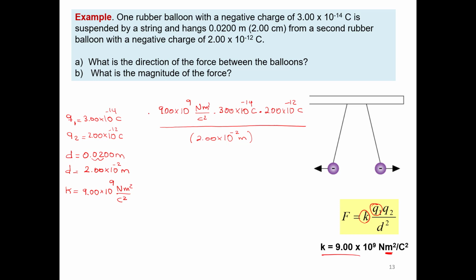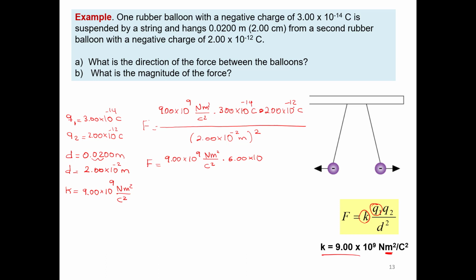And we need to square the distance. And it's important, don't forget to square the distance. And I will solve the problem step by step. In this way you will see also what happened with the units. And let's multiply first the charges. We have here multiplication. Let's multiply these two numbers together first. Newton meter square over, and 3 times 2 will be 6.00, and we had negative 14 and negative 12.